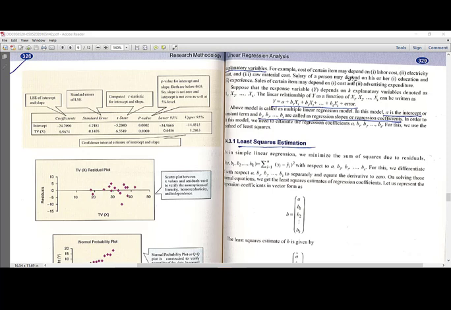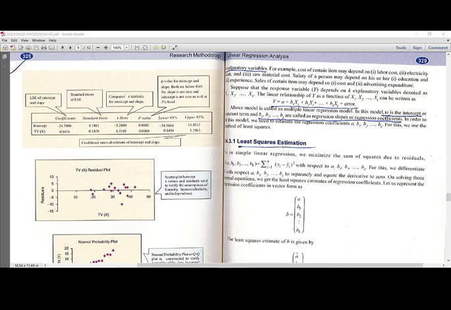Salary of a person may depend on his or her education and experience. Sales of a certain item may depend on cost and advertising expenditure. Suppose that the response variable y depends on k explanatory variables denoted as x1, x2, etc. The linear relationship of y as a function of x1, x2 up to xk can be written as y equal to a plus b1 x1 plus b2 x2 plus etc. plus bk xk plus error. The above model is called the multiple linear regression model.